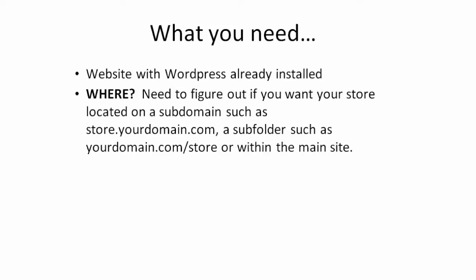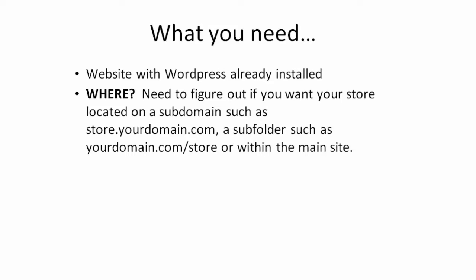Okay, so what I want to talk about right now is what you need before you can get started. Before we even dive into the video course, you are going to need these things. Obviously you're going to need a website with WordPress already installed. Now, in terms of where, you need to figure out if you want your store located on a subdomain, such as store.yourdomain.com, or maybe you want to be located within a subfolder such as yourdomain.com/store, or within the main site. Those are things that you need to figure out before you watch this video course.